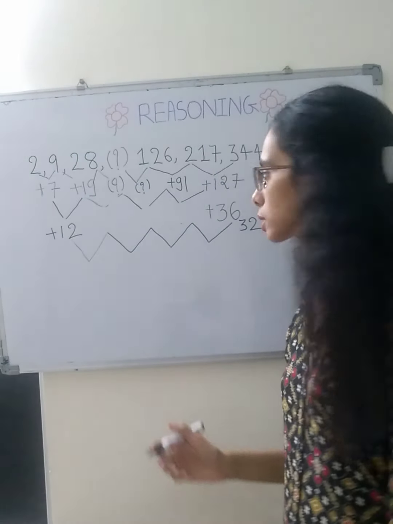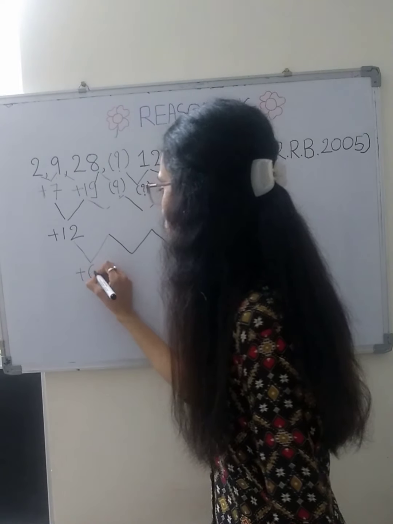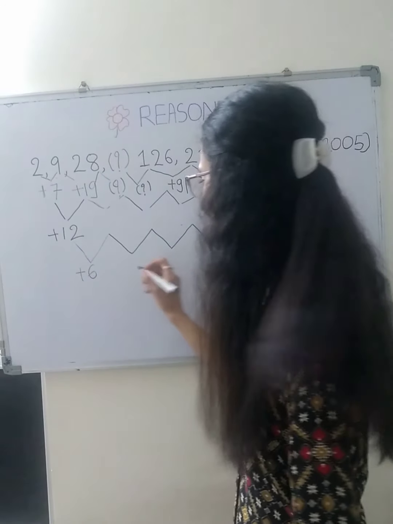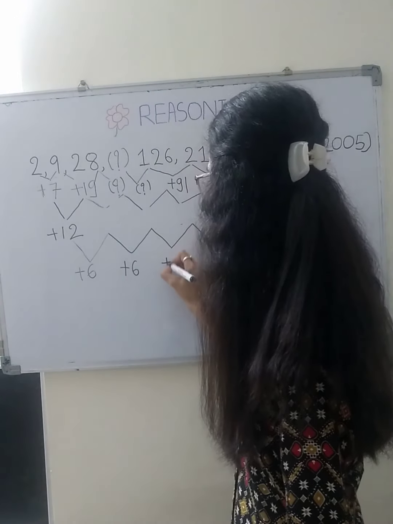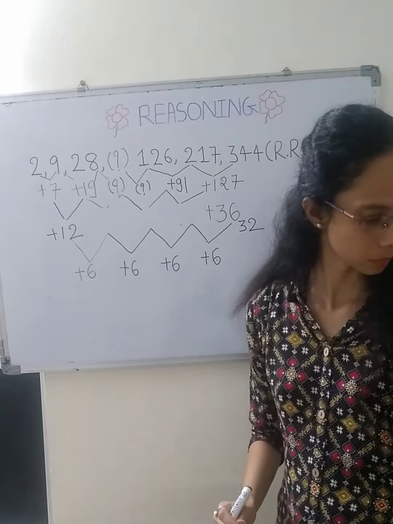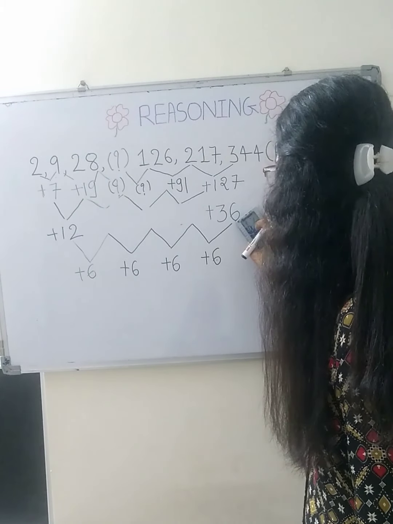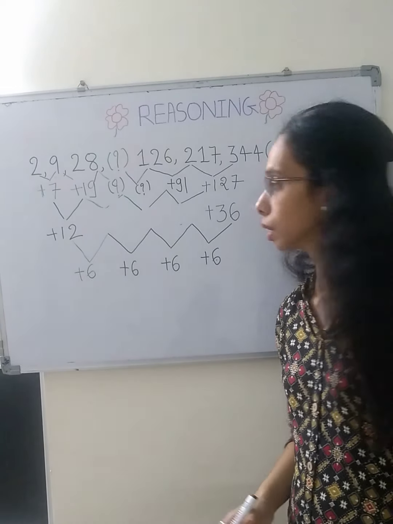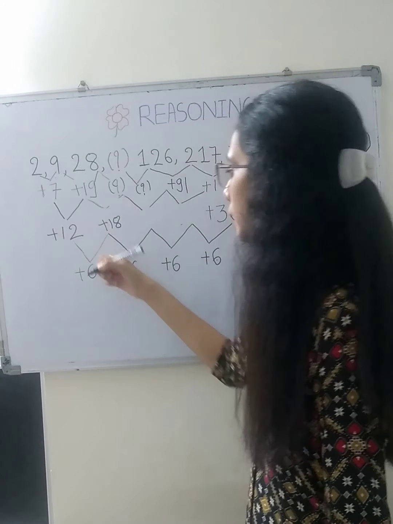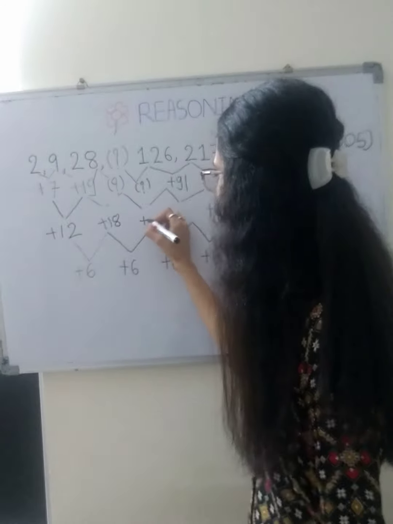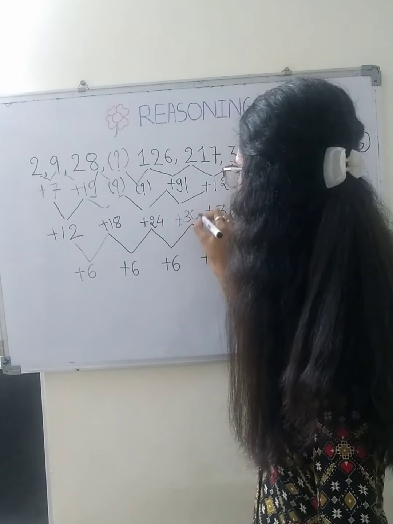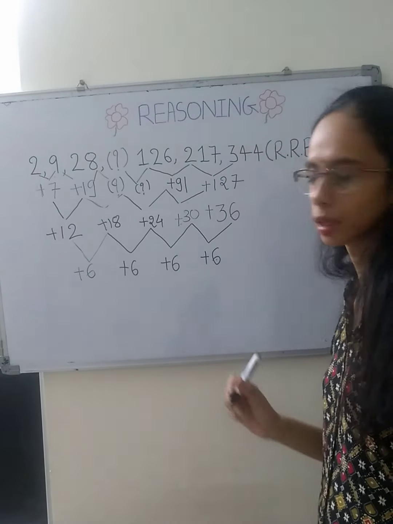Let's try it with 6 now. So 12 plus 6. Here a uniform difference is there, so we need to write plus 6 and plus 6, and here plus 6. Now 12 plus 6 is 18. 18 plus 6 is 24. 24 plus 6 is 30. And 30 plus 6 is what? 36, dear friends.